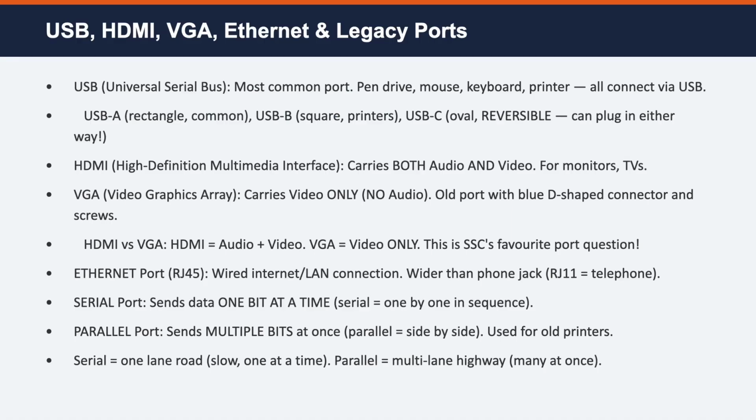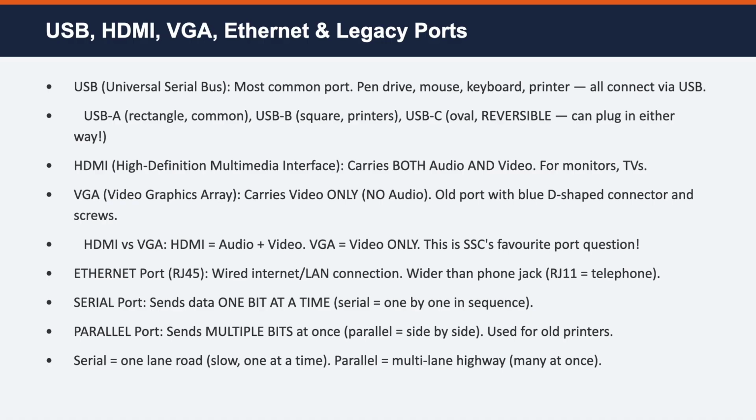Number 1, USB, Universal Serial Bus. This is the most common port. Pen drives, mice, keyboards and printers all connect through USB. USB has three types. USB-A is the rectangular one you are most familiar with. USB-B is a square-shaped connector used in printers, and USB-C is the newest. It is oval-shaped and reversible, meaning you can plug it in either way.